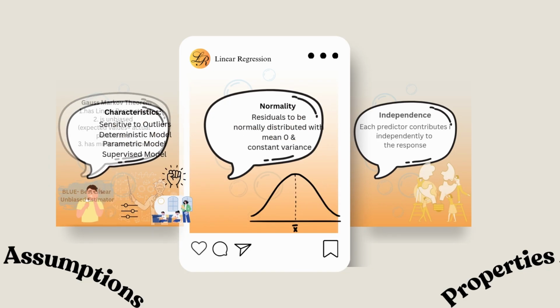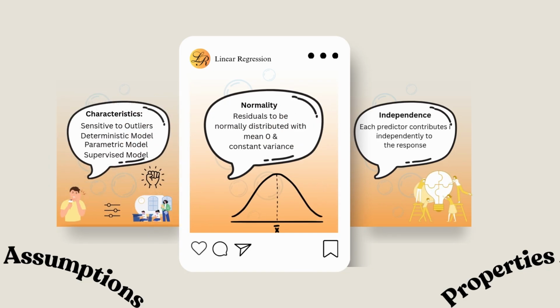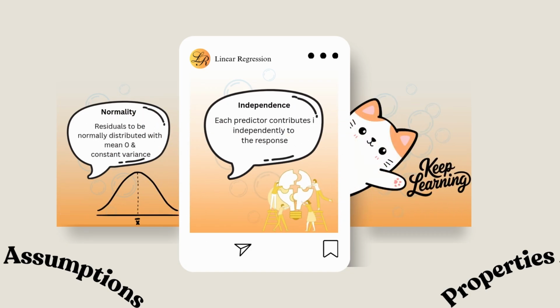Property 6, we expect residuals to be normally distributed with zero mean and constant variance. Each predictor contributes independently to the response.